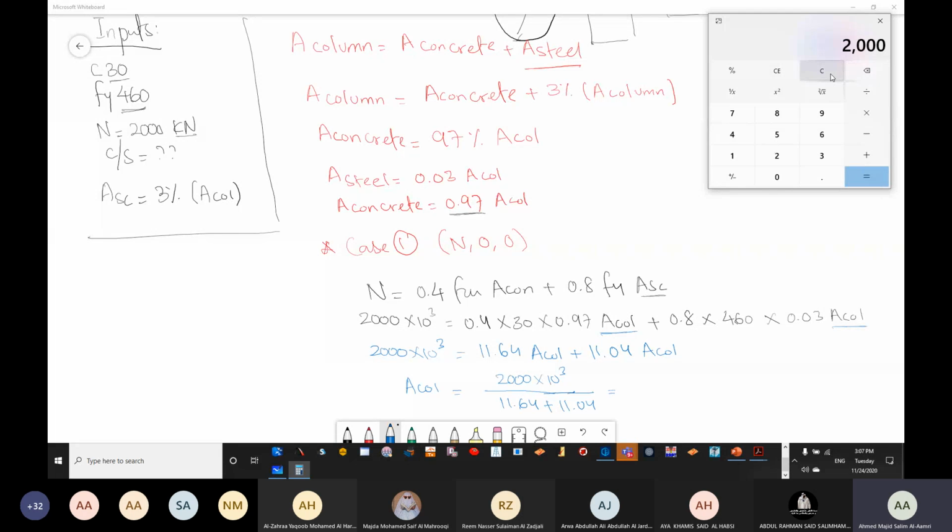So now we have 2000 multiplied by 1000 divided by 22.68. This is going to give you 88,184 square millimeters. I don't know how you calculated it to be 16,000. How did you calculate it to be 16,000? Which is correct? 88,000.